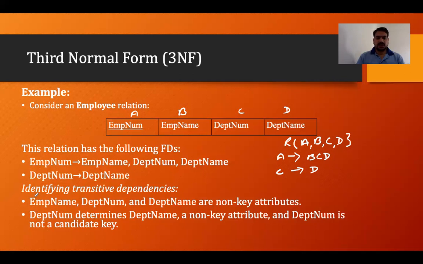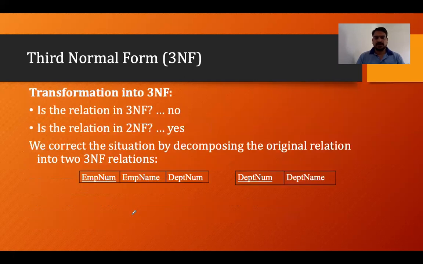Now identifying the transitive dependency. Here employee name B, department number and department name are non-key attributes. Department number determines department name, a non-key attribute, and department number is not a candidate key. So here we find out whether this relation is in third normal form. It says that this relation is not in third normal form.